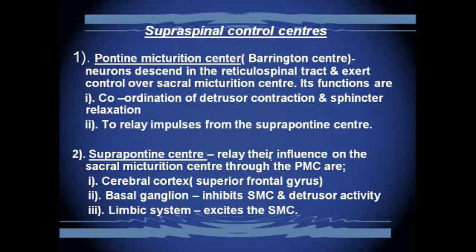The suprapontine centers relay their influence on the sacral micturition center through the pontine center. So the suprapontine will relay to the pontine, and from the pontine it will go to the sacral micturition center. The suprapontine centers include the cerebral cortex, basal ganglia and limbic system. The basal ganglia inhibit while the limbic system excites the sacral micturition center.